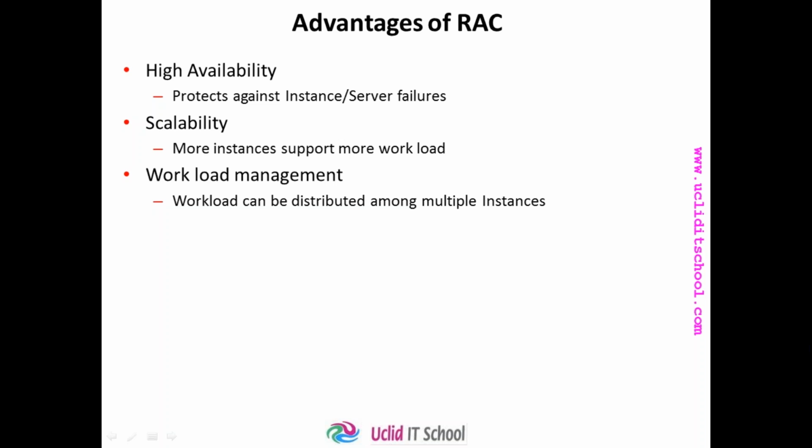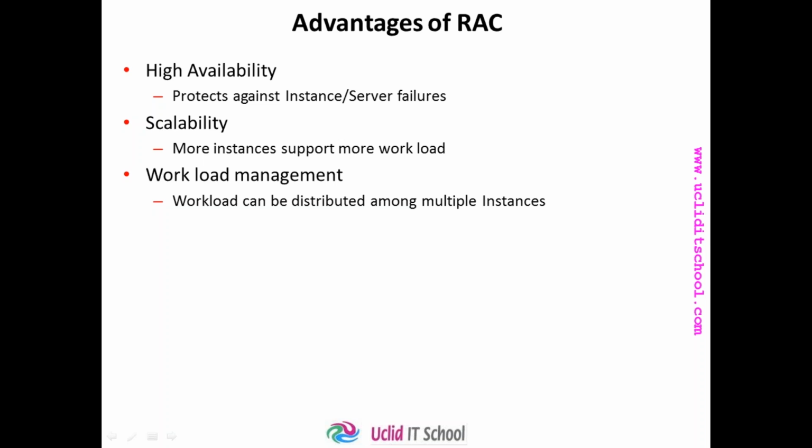If we divide different instances by different job roles, suppose one instance is serving the online transactions, another is handling my reporting server, and one is for batch processing. If the instance which is handling the transactions fails, and I have three instances running, then what will happen?